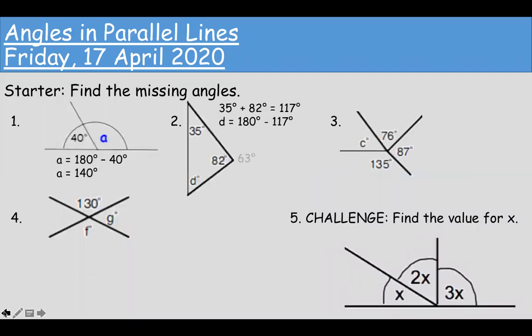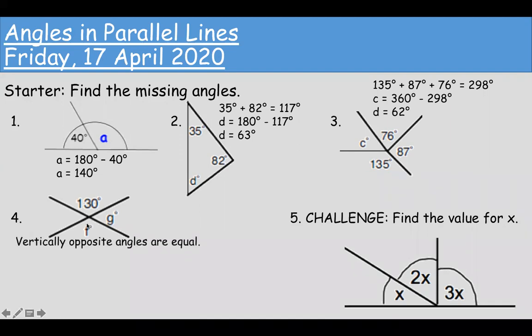Okay, number 4 is basically an intersection, and the rule here is opposite angles are the same. Opposite angles are the same, which means F is also 130 because the opposite of it is 130. So F is 130.